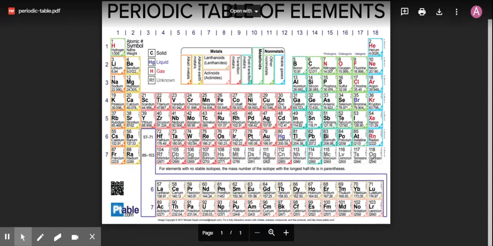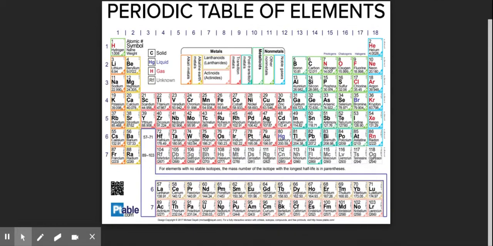So atomic number is the number on the top of the box. Your symbol is your capital letter. Remember, it's either one capital letter or two letters, but one will be capital, the other will be lowercase. The name of the element, you will always see underneath the symbol.